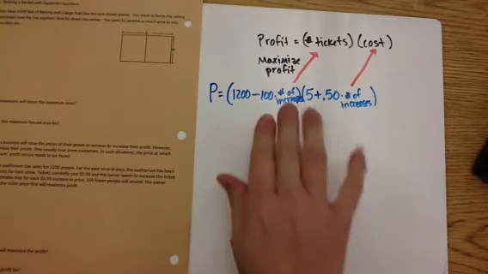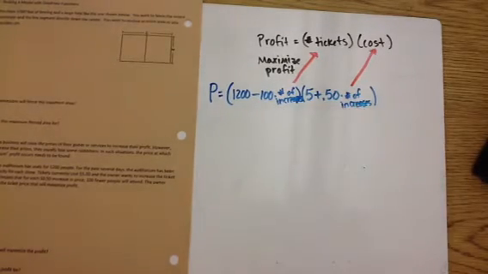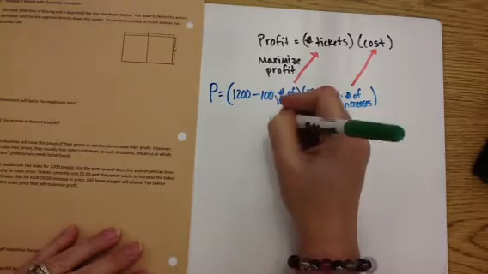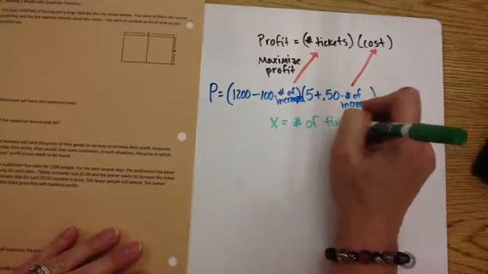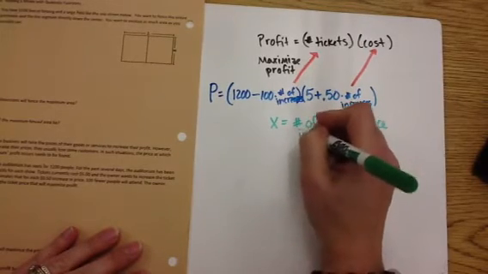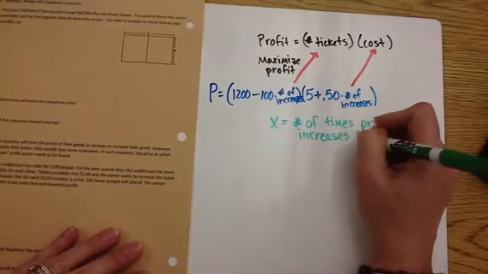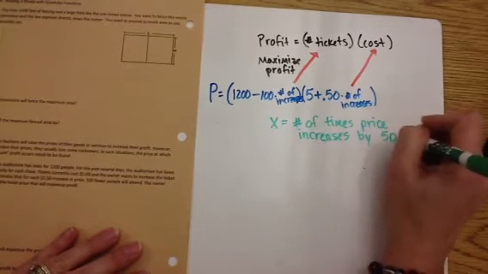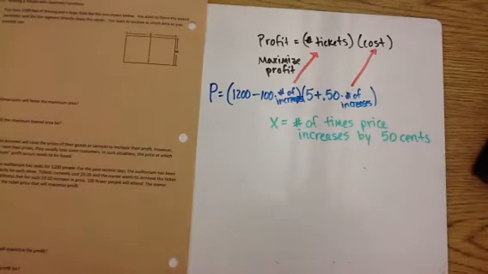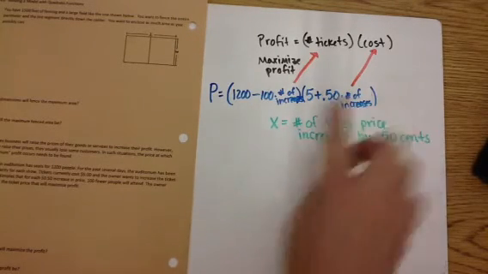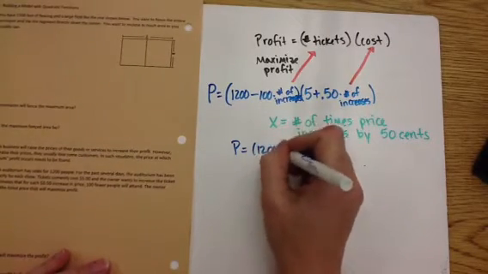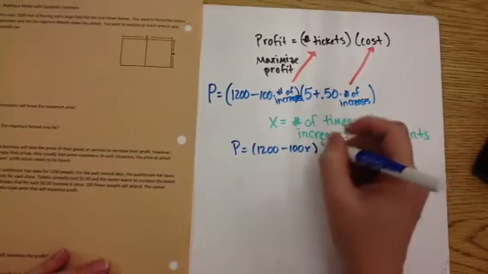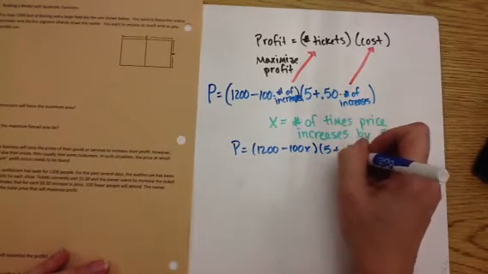So you can see that both the number of tickets we sell and the cost of the ticket are dependent upon the number of times we increase prices. So that's what our variable is going to represent. x is going to equal the number of times the price increases by 50 cents. So let's now replace these words with variables. So P is going to equal (1200 minus 100x) times (5 plus 0.5x).